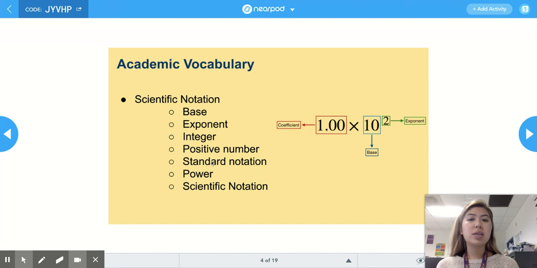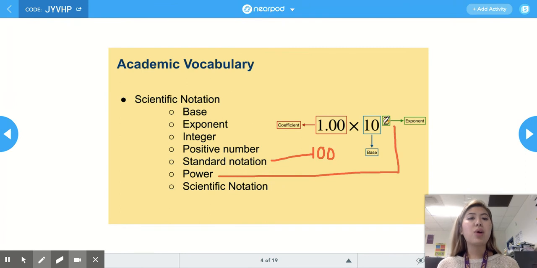Standard notation refers to the decimal form, like if you were to multiply this out, what would it be? So for this example right here, we have 1 times 10 to the power of 2, which would be 100. So 100 in this case would be the standard notation. And power is another way to call an exponent.